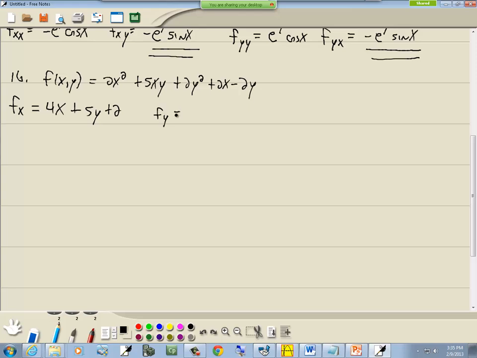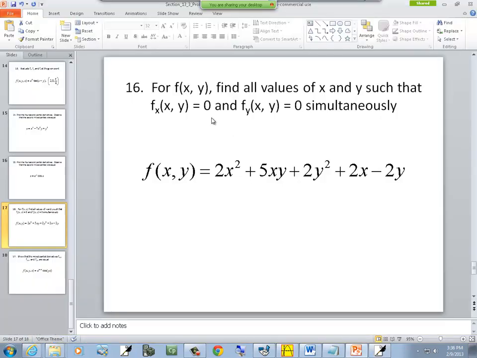Then we'll find a partial with respect to y. 2x squared doesn't have a y, so it drops away. 5xy, that gives you 5x. Derivative of 2y squared is 4y. And derivative of negative 2y is negative 2. That's the first part. Find your partials.